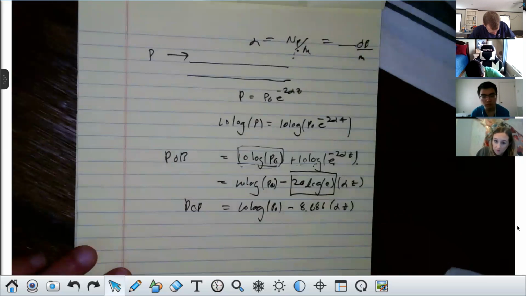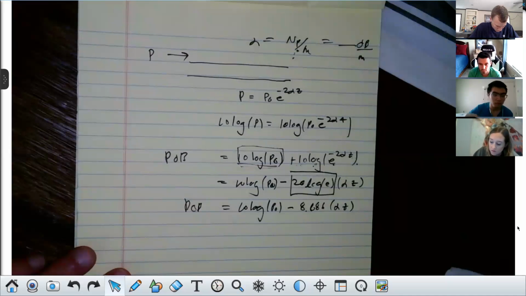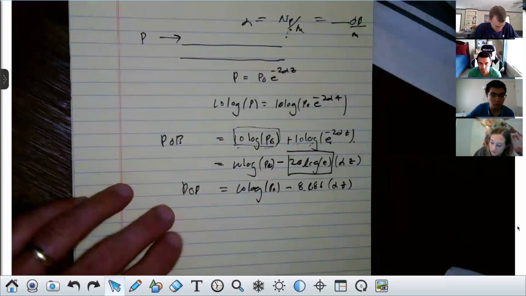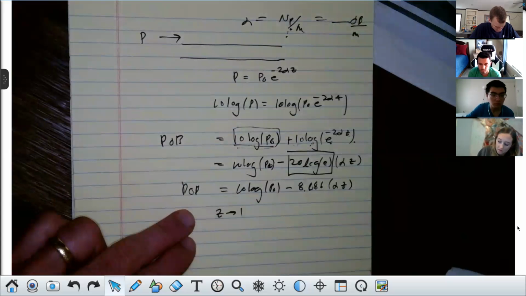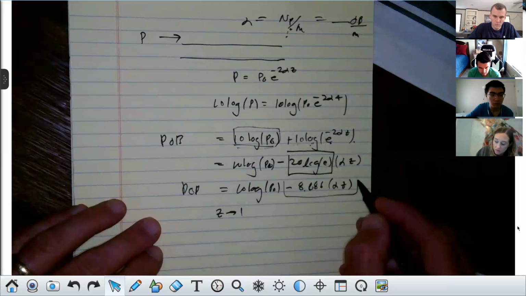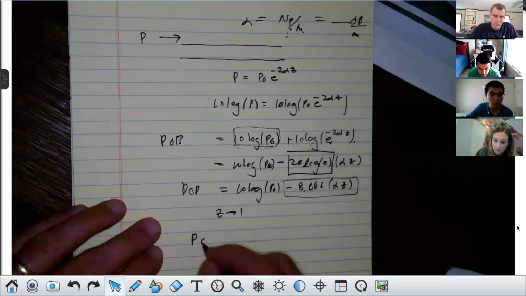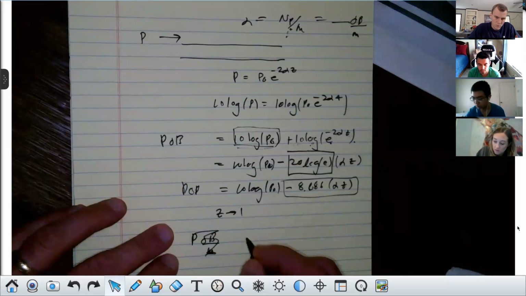Now, if we want the power loss per meter, and here's the important part, alpha is in Napiers per meter. Alpha given in dB per meter is the most common way of expressing it. So what we do is let z just go to 1. And then when we take a look at the rate of change, it's simply going to be this. So power in dB per meter, or I'm sorry, alpha in dB per meter.